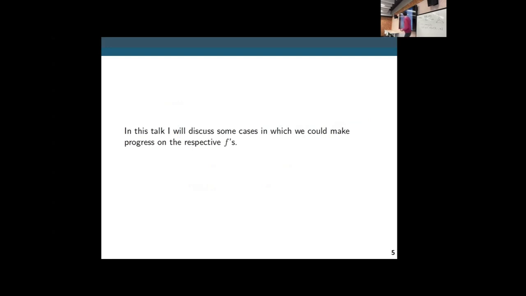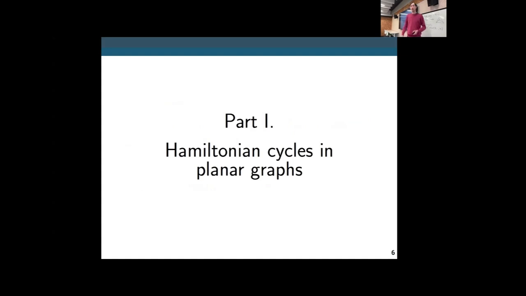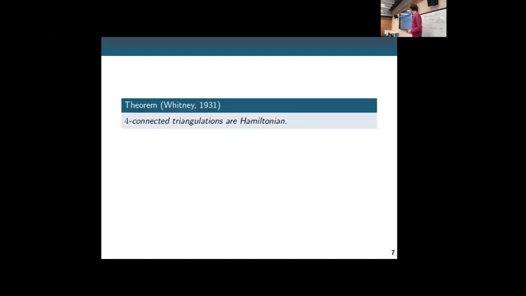So let me give some examples in which we can make some progress on the f's, on the functions. Hamiltonian cycles in planar graphs. Hassler Whitney, great American geometer, when he started out, he proved some things in graph theory. He then quickly moved to more serious parts of mathematics, but we are still left with some very beautiful theorems of his, and one of them is this one.